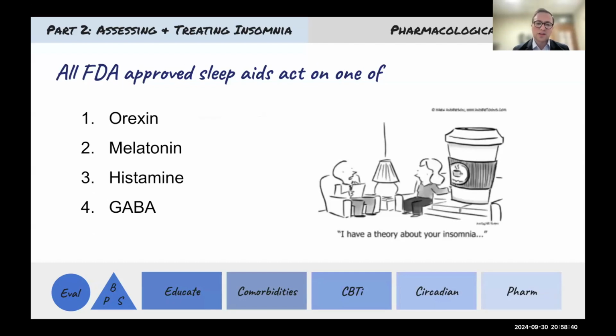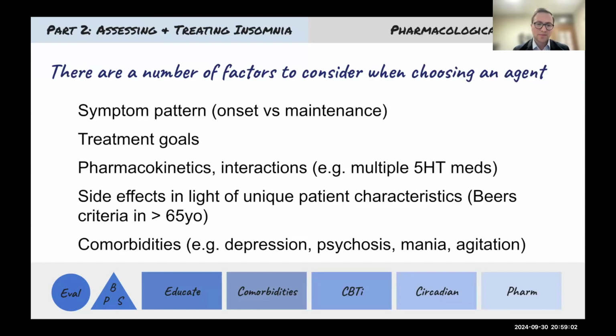Our guidelines also acknowledge that when psychological and behavioral interventions are ineffective or incompletely effective, there is also an important role for pharmacotherapy. And when we think about the approved medications for insomnia, they tend to act on 4 neurotransmitters, including orexin, melatonin, histamine, and GABA. And so how do we pick? And how do we pick between these pharmacological agents?